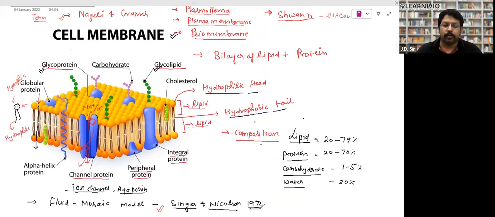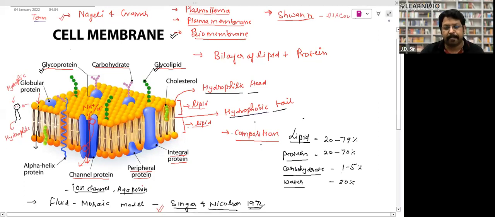One more thing which I have written over here. The percentage of lipid may be 20 to 79. Percentage of protein may be 20 to 79. Carbohydrate 1 to 5% and water 20%. Right. The percentage of lipid and protein varies from cell to cell. Otherwise, the structure of plasma membrane or any kind of membrane will be the same across the earth. Either it's protozoa or bacteria or anywhere else. Right? So plasma membrane composition will never change. Only the ratio of protein and lipid will change.